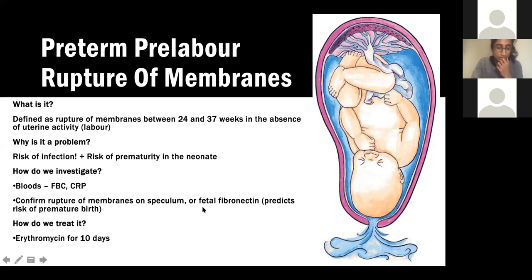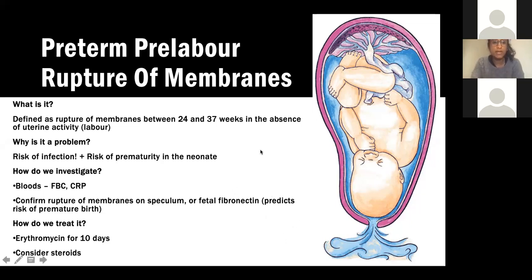And how do we treat it? So we basically give antibiotics for 10 days. You consider steroids if they're post 24 weeks. So you'd admit these women, you'd observe them, you'd do all of your infection screening. And then if they're fine after a period of observation, the fetal fibronectin is low, so the risk of premature birth is quite low, then you can send them home and you might bring them back in a week's time or so to the maternity assessment unit.